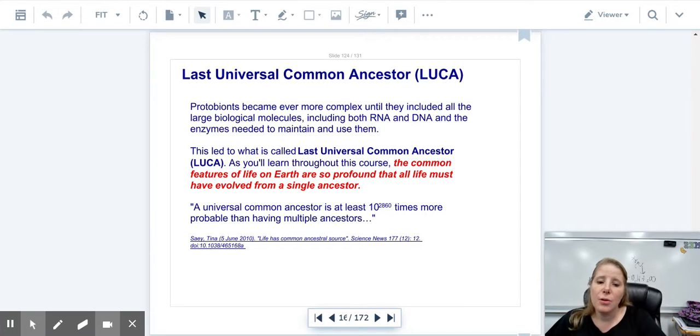LUCA, the last universal common ancestor, features all the features of life. It did everything that you need to be considered alive on Earth. So we believe the fact that everything that's living has these same characteristics came from the last common ancestor. So we call that LUCA. So we believe it is much more probable than having multiple ancestors.